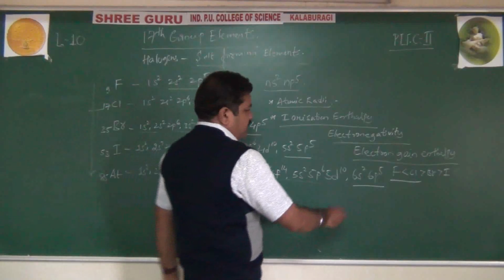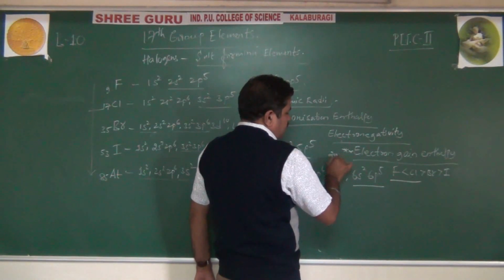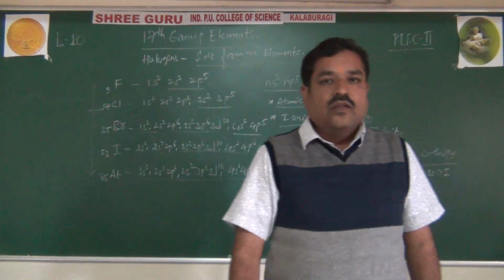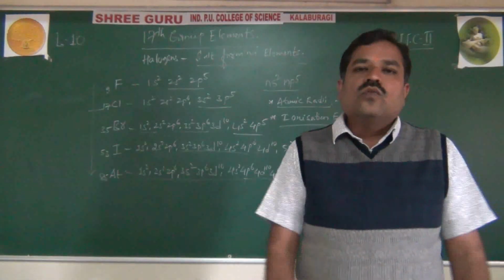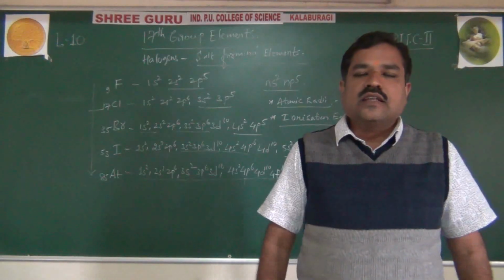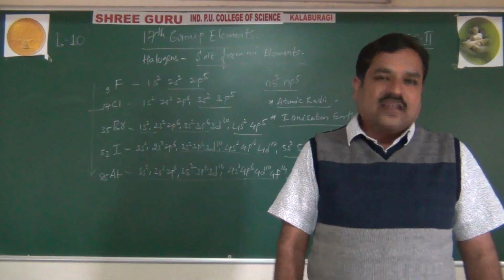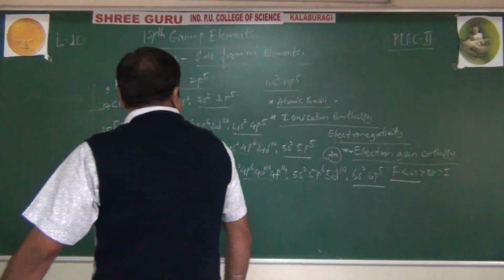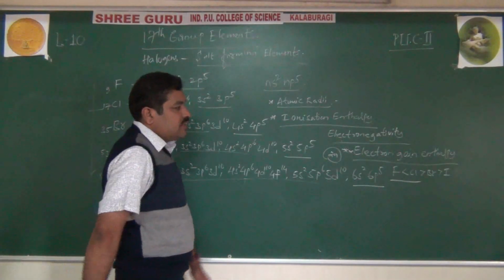It is also very important for 2 marks in the theory. When they ask, you will write: the electron gain enthalpy of fluorine is smaller than that of chlorine, due to smaller atomic size. The incoming electron experiences repulsion rather than attraction. Very simple. Okay? Now after this: atomic radii, ionization enthalpy, electronegativity, electron gain enthalpy.